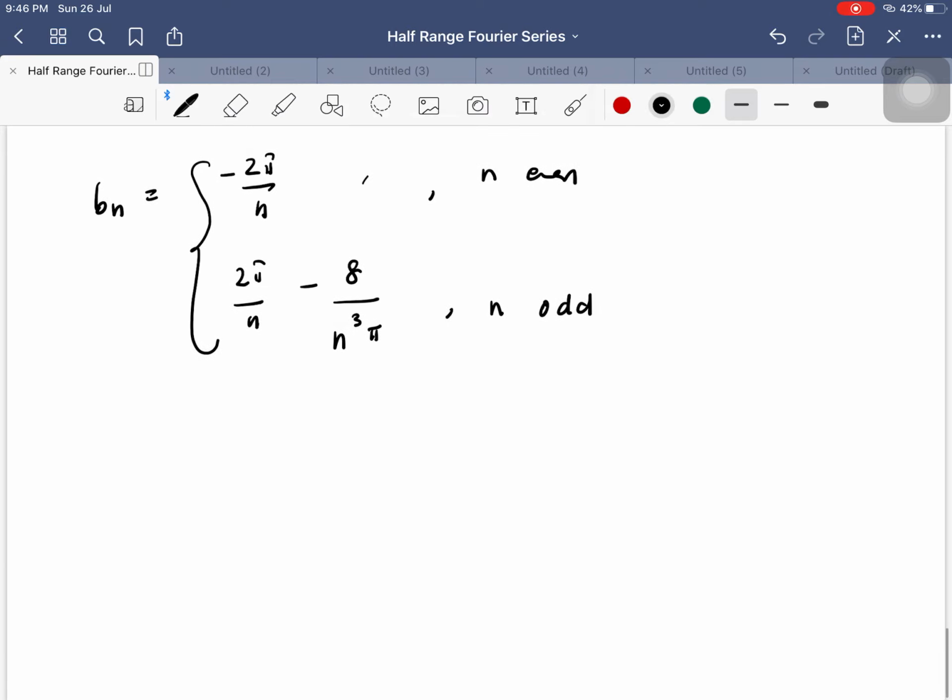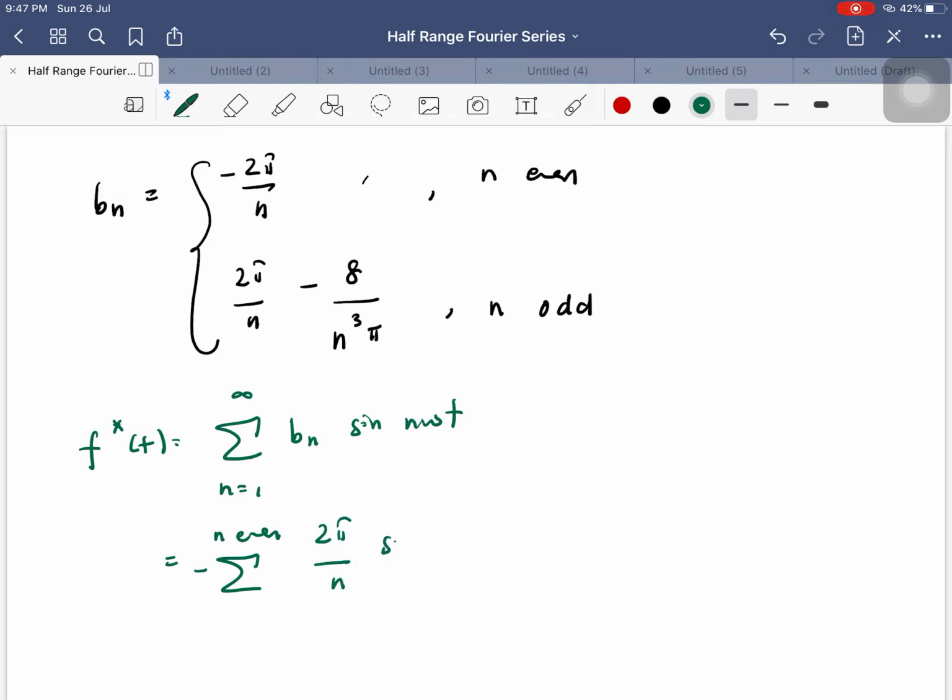Okay, so now I'm going to put it together according to this Fourier series. My function f star t is going to equal the sum from n equal 1 to infinity of bn sine of n omega t. We have different cases for odd and even. So for the case of even, I'm going to put n even first. I can put the negative outside. I'll end up with 2 pi over n, so sine of nt dt.